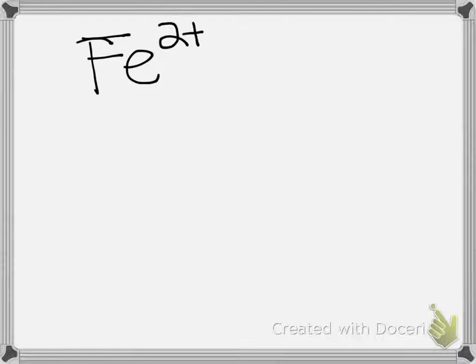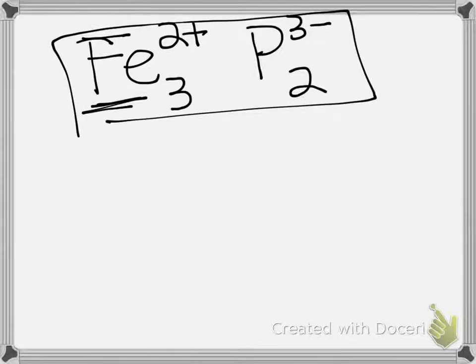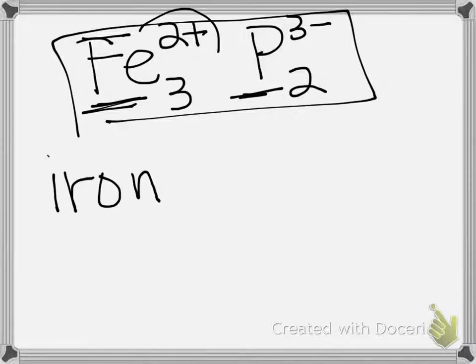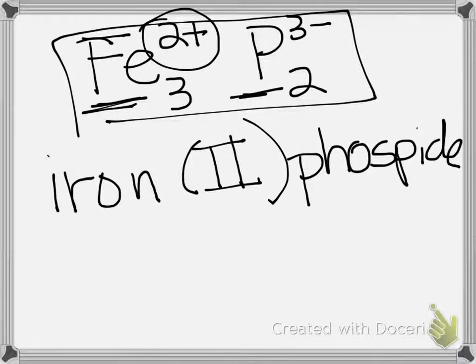I see now that I've got a +2 charge. I've got 3 iron ions, and I've got 2 phosphide ions. So when I go to write this name, remember when you write the name of an ionic compound, it's the name of the cation and the name of the anion. So this will be iron, but because iron can have multiple charges, we're going to indicate the charge now using Roman numerals. This is iron 2, +2 charge, and it's not phosphorus, it's phosphide. Iron 2 phosphide.